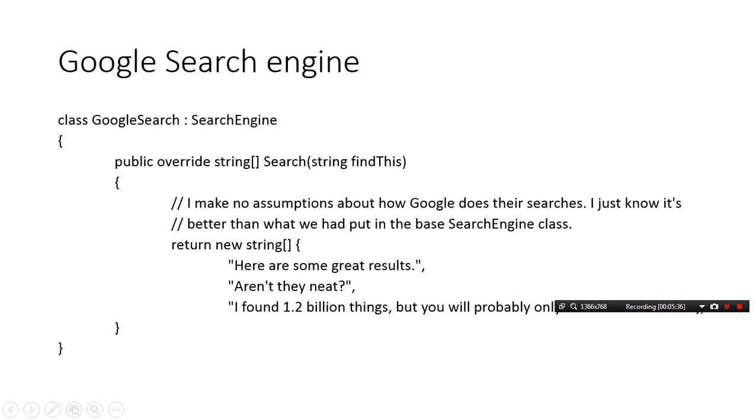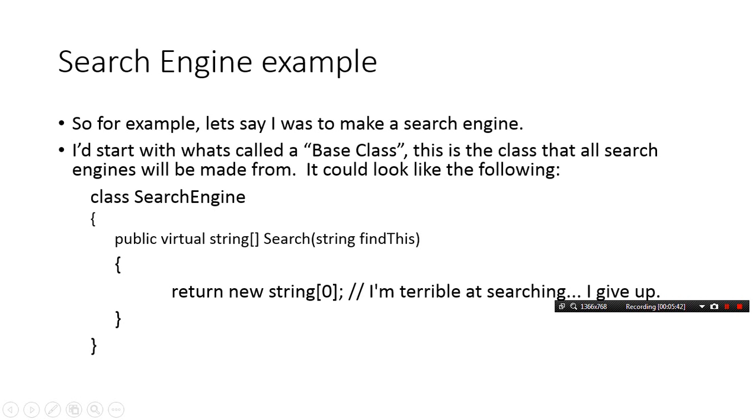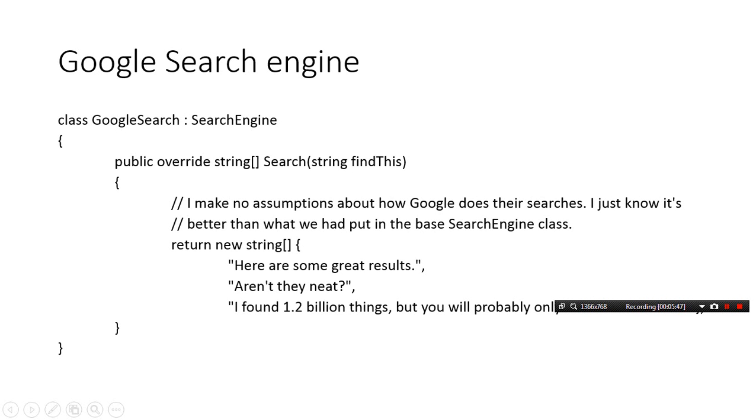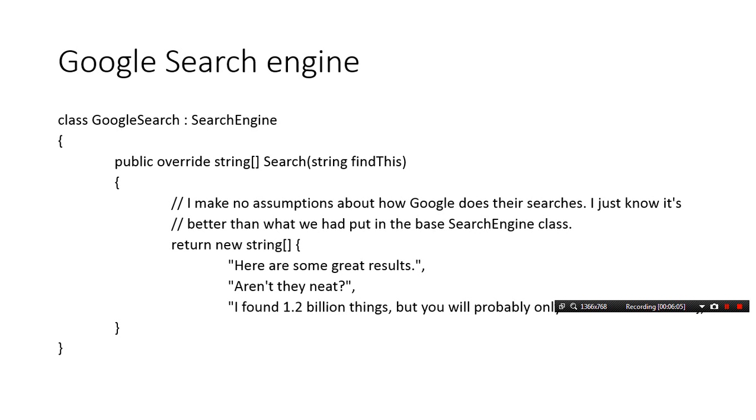And so here we say override string search. That's the keyword we're using instead of virtual. Anytime you use the public virtual string search, you can then use override in the derived class. So the base class needs to have that virtual keyword, and the derived class needs to have the override keyword. And what you're doing there is simply creating a new copy of the method, and then you put in your own custom-made implementation. And your custom-made implementation can be anything you want.